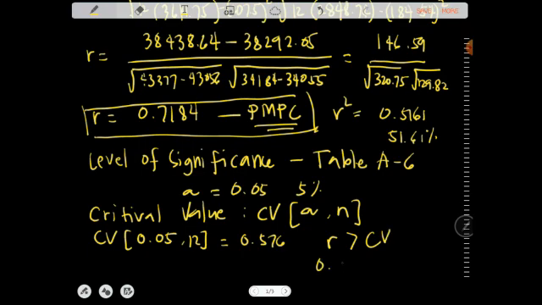So 0.7184 is greater than 0.576. So we conclude that monthly income and monthly expenses are related. Okay, kasi sumobra naman siya dun sa ating critical value eh.